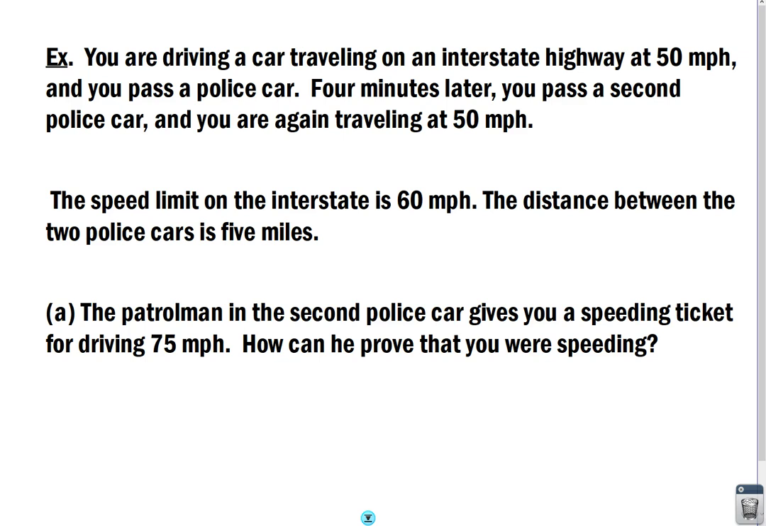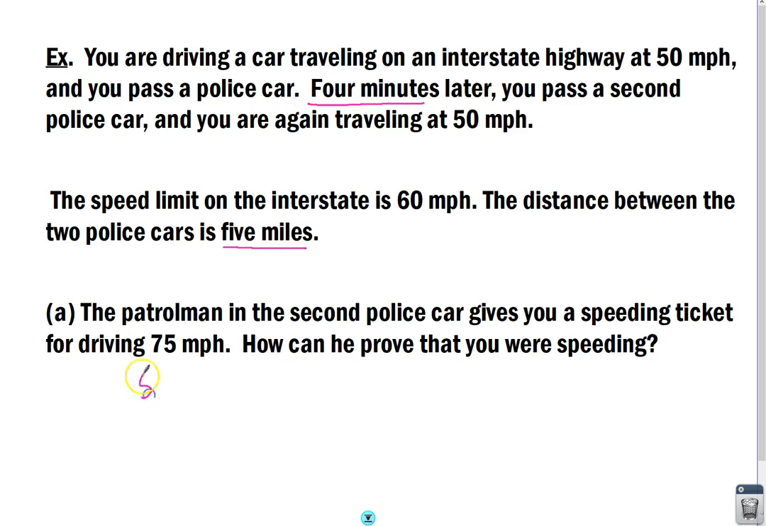The distance between the two police cars is 5 miles. The patrolman in the second police car gives you a speeding ticket for driving 75 miles per hour. How can he prove that you were speeding? You were going 50 at the time. Let's think about this. How can he prove that you were speeding? Well, you drove a total between the two police cars. You drove a total of 5 miles, and it took you 4 minutes.